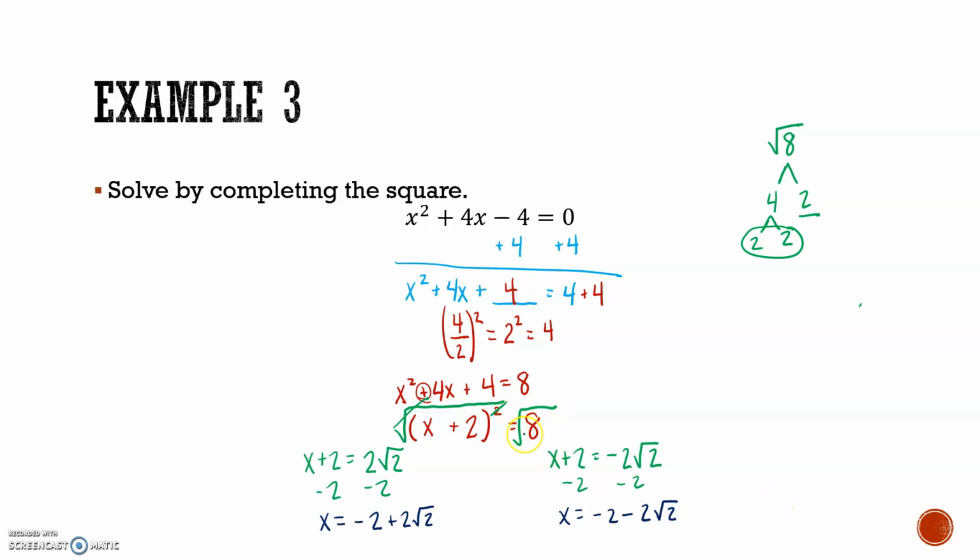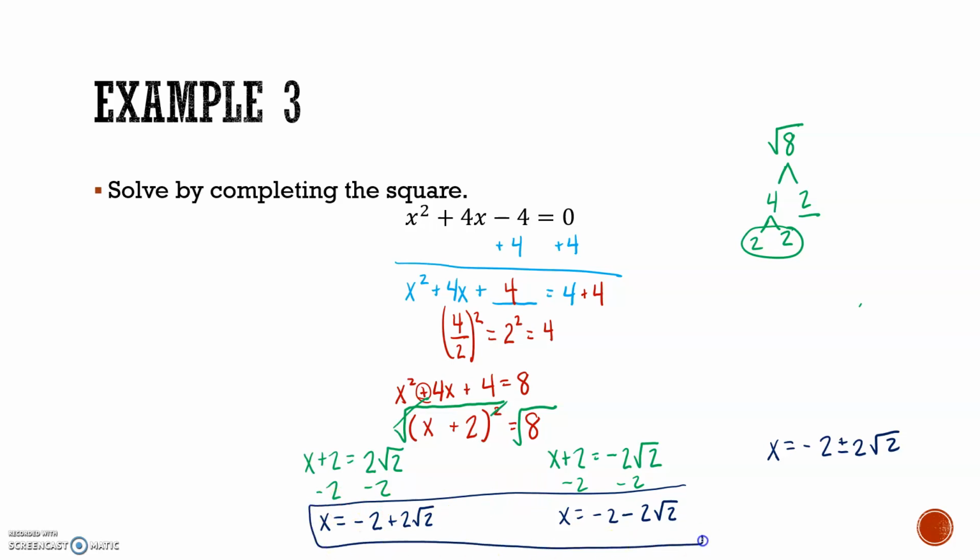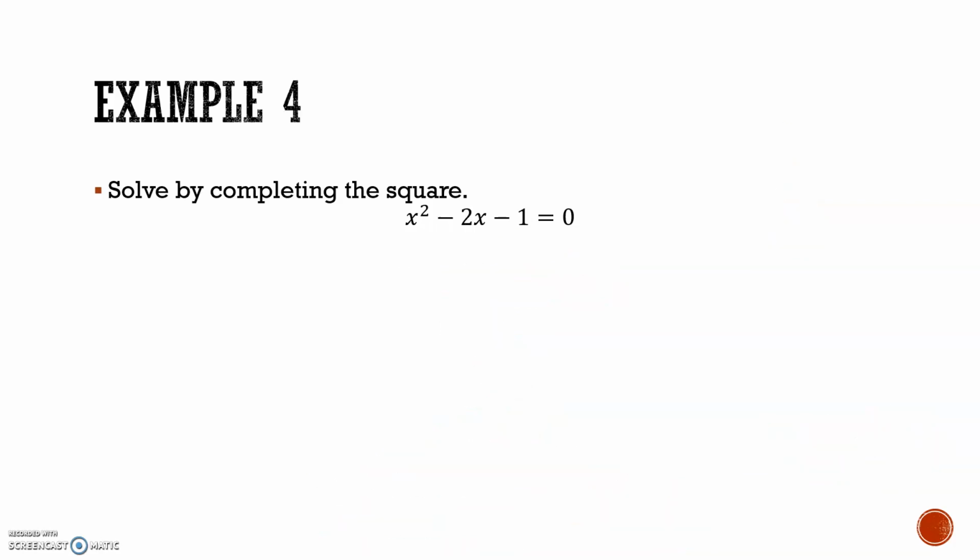If you have a number that is not a perfect square, you could also write your answer like this, where you had a simplified radical. You have all the options. So you can either do this, or you can do this. Either one of those would work. All right, again, this looks like a square number, but that minus sign means it's not going to be a perfect square trinomial. So I'm going to start by adding 1 to both sides.